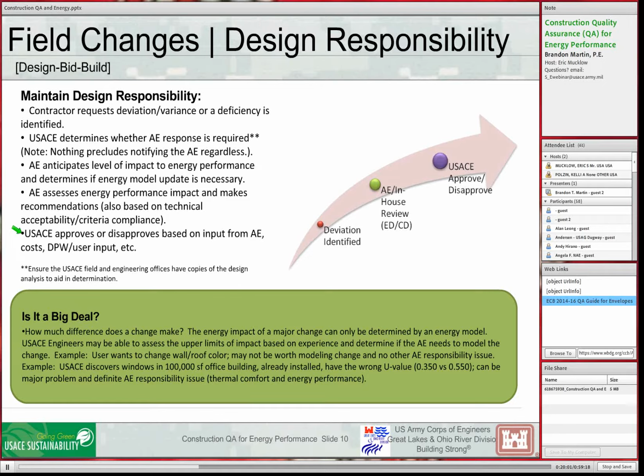One key point here is to make sure the USA's field office has a copy of the design analysis in order to help make a determination on whether this needs to go back to an AE or to do anything about this from an energy perspective. We don't have the calculations. We don't have even close to a chance of determining what kind of impact we're going to have.